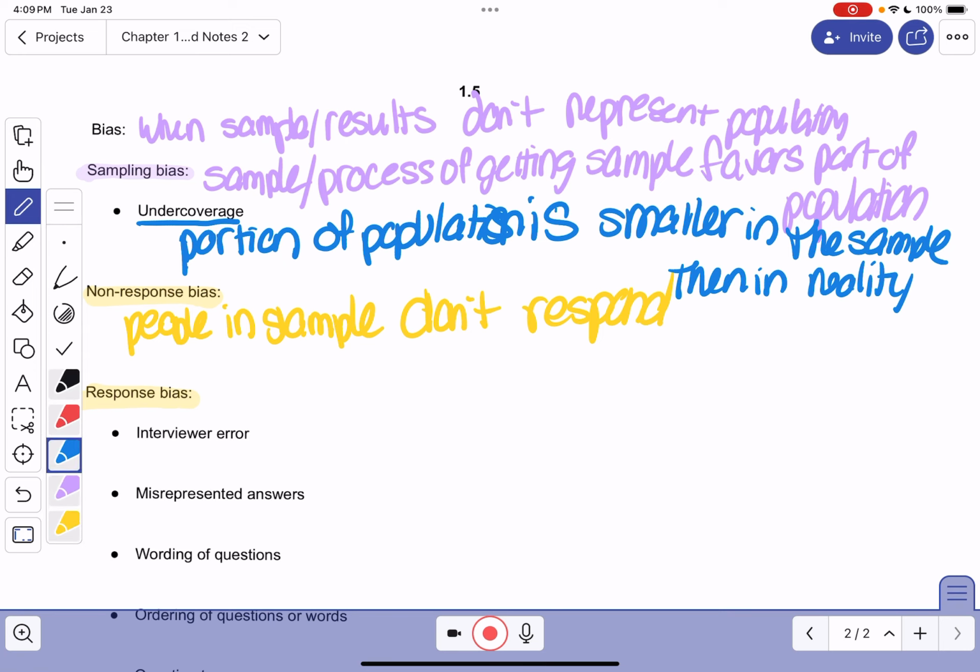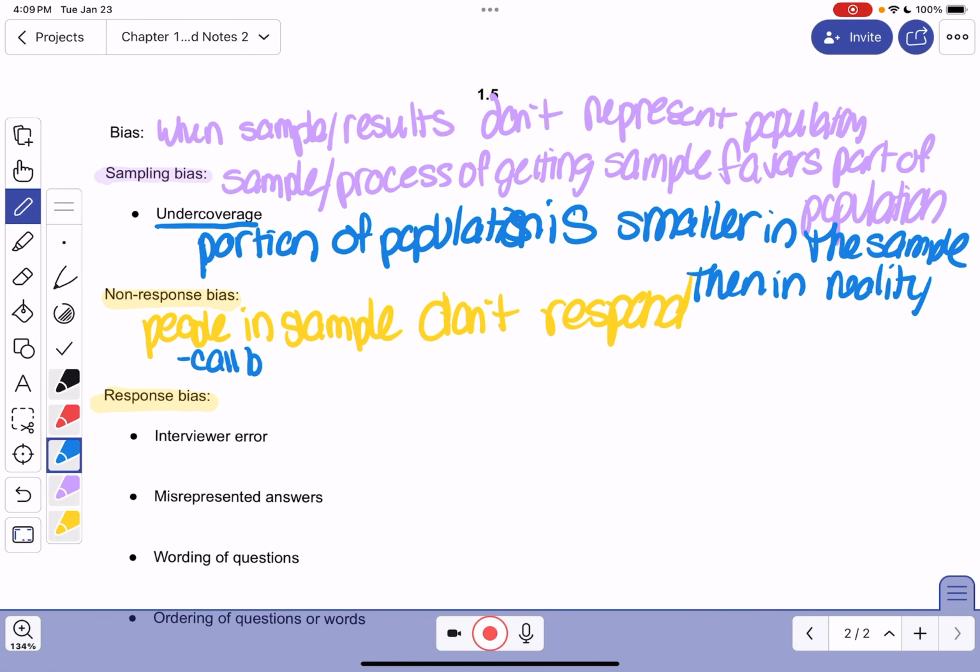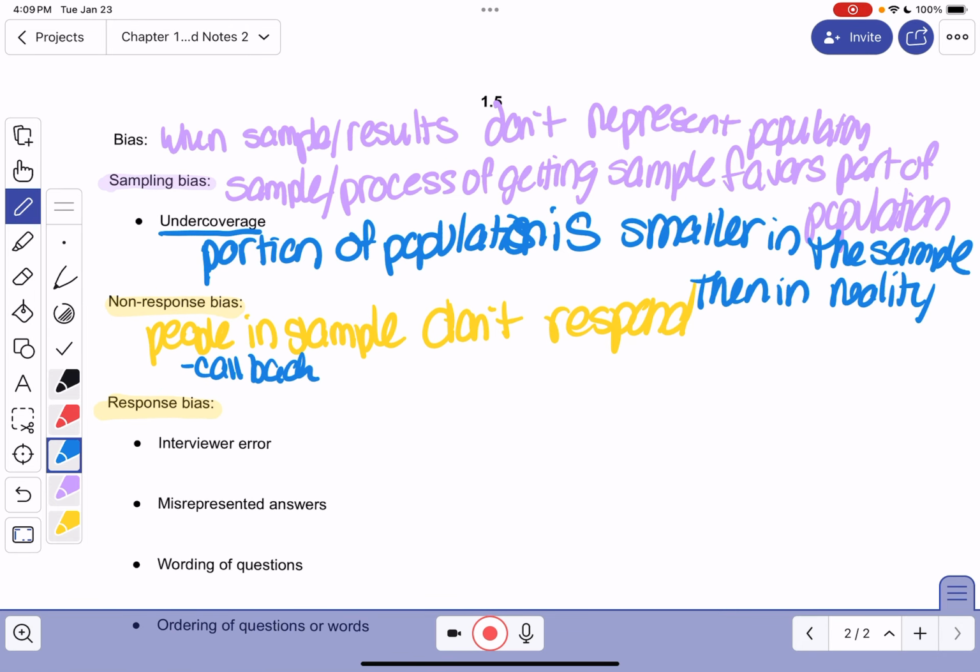Some ways to mitigate that is you can try calling back. If it's a survey, that's why people call you like 100 times on the phone to ask you about a survey, because you ended up in the sample, they really want your feedback. Sometimes there are rewards. Hey, I'll give you $5 if you complete this survey. Maybe there's a cover letter. If it's something sent in the mail, there's a cover letter explaining why this is important. Those are different ways to try to get people to respond to prevent the non-response bias.